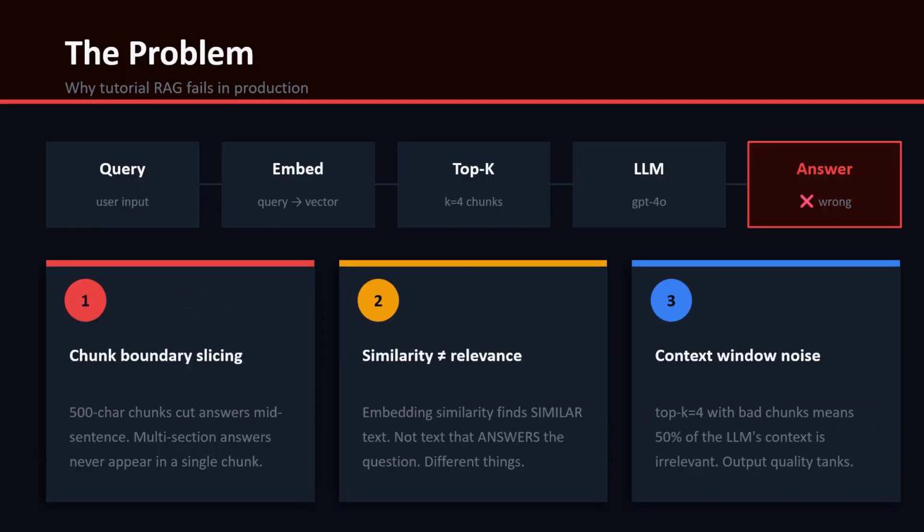The problem isn't your vector store, it's not your LLM, it's the retrieval contract. Three things break it: chunk boundary, similarity versus relevance, and context noise.